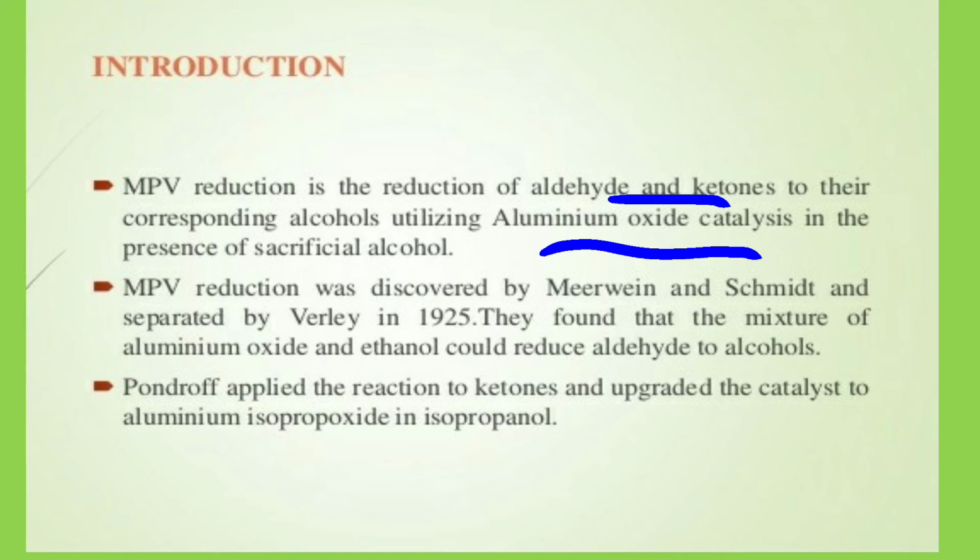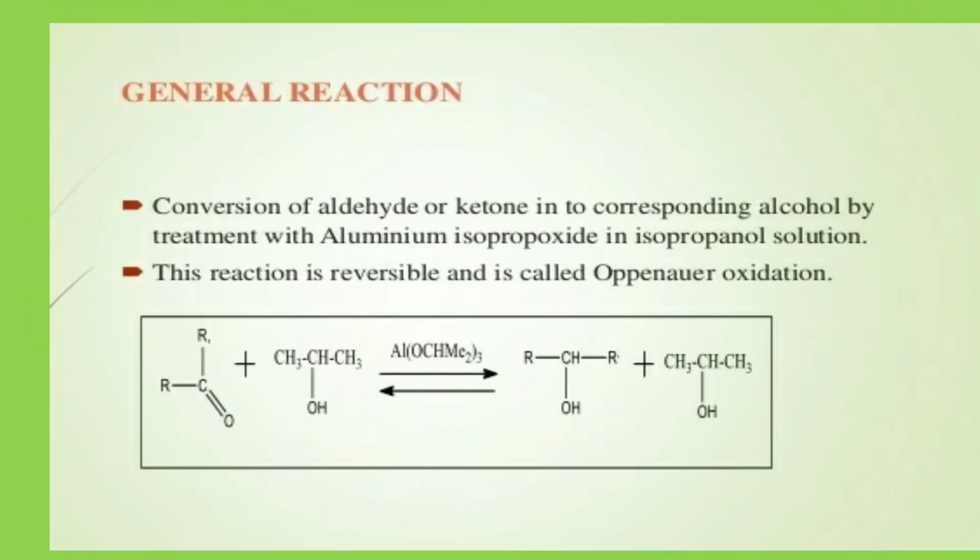The MPV reduction was discovered by Meerwein and Schmidt and separately by Verley in 1925. They found that the mixture of aluminum ethoxide and ethanol could reduce aldehyde to the alcohol. Ponndorf applied the reaction to the ketone and upgraded the catalyst to aluminum isopropoxide in isopropanol. Let me learn the general reaction.